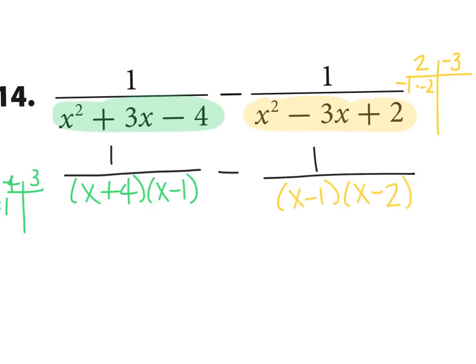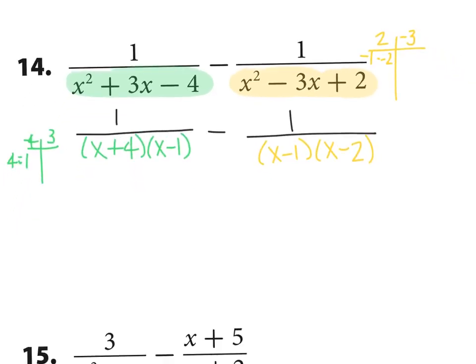And now I just need to make sure that I have common denominators. So I'm looking at my factors, at what I currently have. So first of all, they both have x minus 1, so that's good. But my green one has an x plus 4, and I don't see an x plus 4 over here with the yellow, so that means I have to multiply the numerator and the denominator by x plus 4. And then my yellow denominator has an x minus 2 that my green one doesn't have, so I have to multiply the top and the bottom of my left fraction by x minus 2.